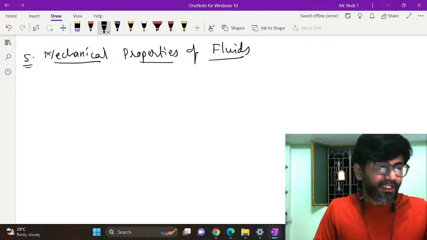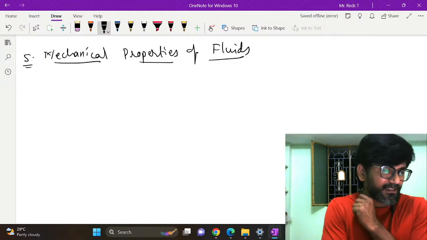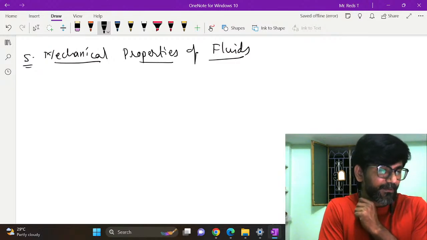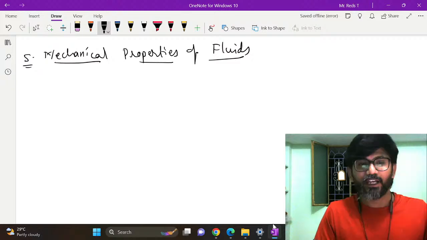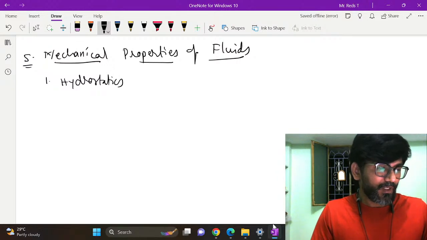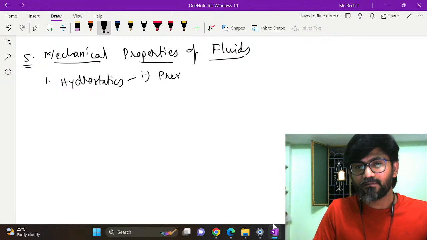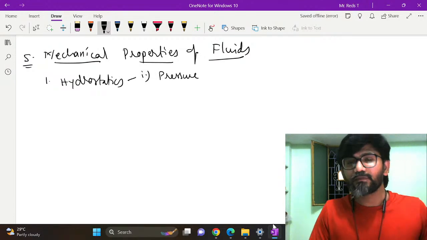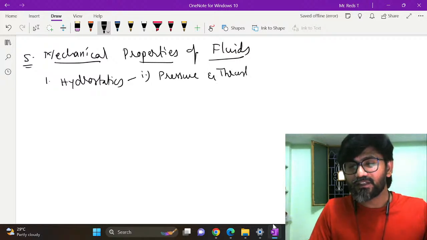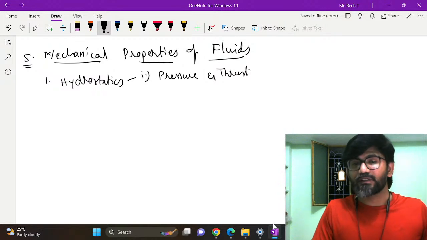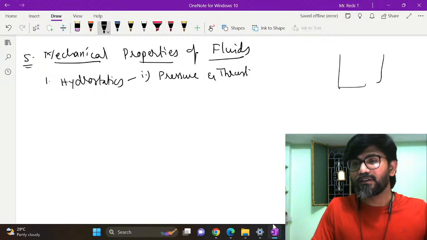In hydrostatics we come across Archimedes principle, Pascal's law, pressure, etc. The first part is hydrostatics. Under this we come across pressure and thrust. First is pressure, which you can also call liquid pressure or liquid column pressure. How to calculate liquid column pressure? If a liquid is filled in a beaker to a depth, what is the pressure here? We call it atmospheric pressure.